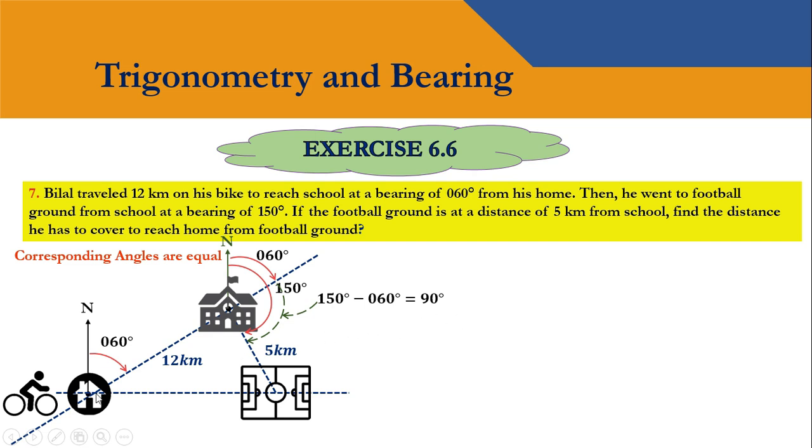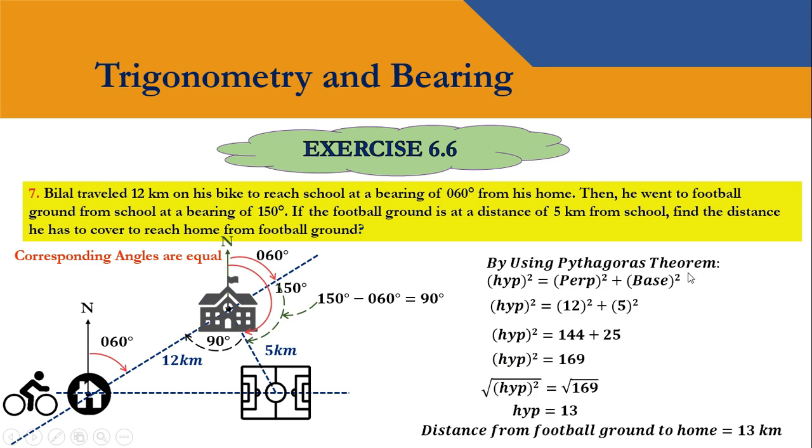This means that this line from home to school is perpendicular to the line from school to the football ground. So we also know that if this angle is 90 degrees, then the internal angle of this triangle is also equal to 90 degrees. Now it is proved that this triangle is a right angled triangle. So we can use the Pythagoras theorem, because we have two sides of this triangle and we can calculate the third side of this triangle.